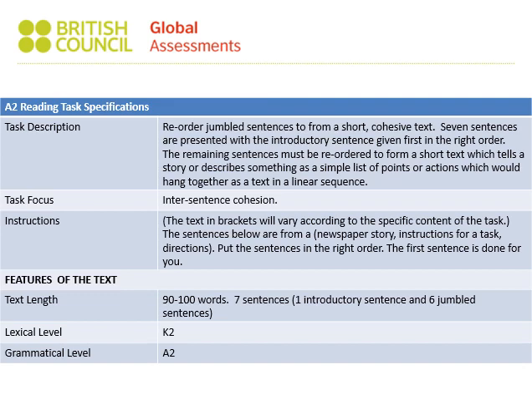And this time the text is essentially the task, so we only need to define the text. There's no need to define the options because the options are the text. So it gives you the length, how many sentences, and again that idea of one introductory sentence and 6 jumbled ones, and then defining the K2 level and the grammatical level. So here we can use K1 and K2 words, and we can go up to A2 grammar exponents.